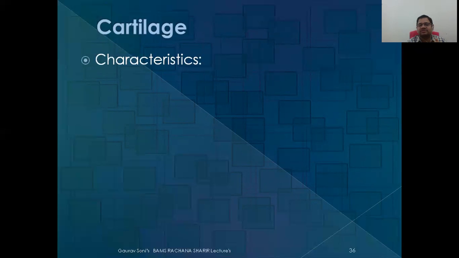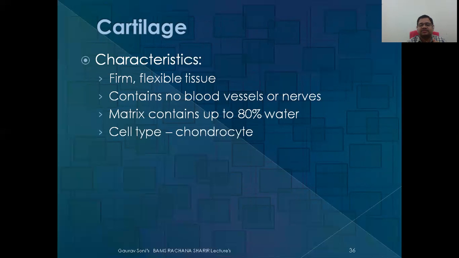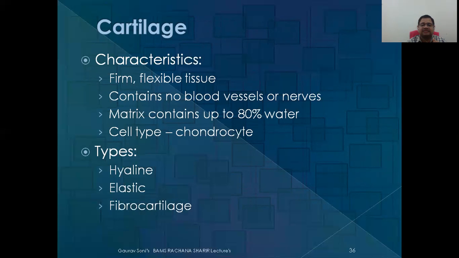tissue. Next type of tissue is cartilage. It is firm and flexible, and contains no blood vessels. It is very important: cartilage is avascular and aneural. Matrix contains 80% water. Cell type is chondrocytes. There are three types: hyaline cartilage, elastic, and fibrocartilage.